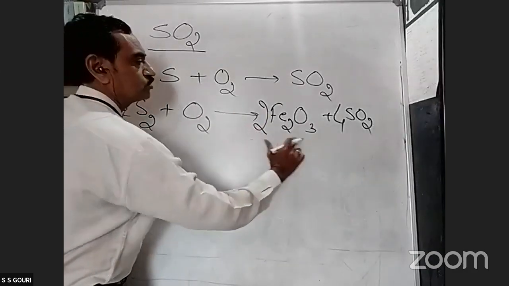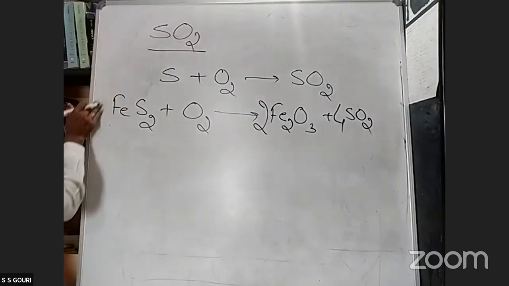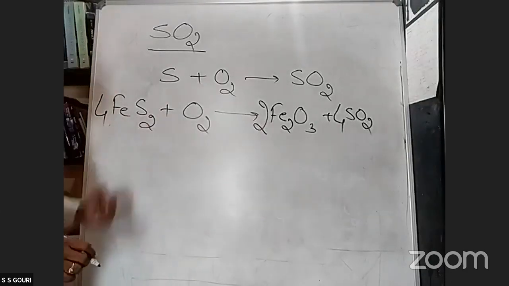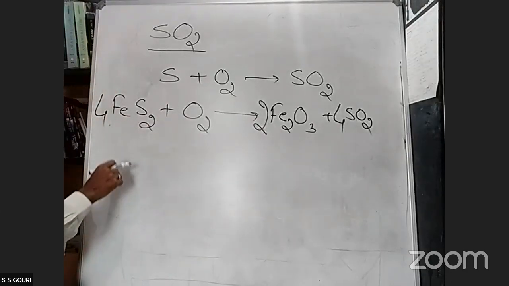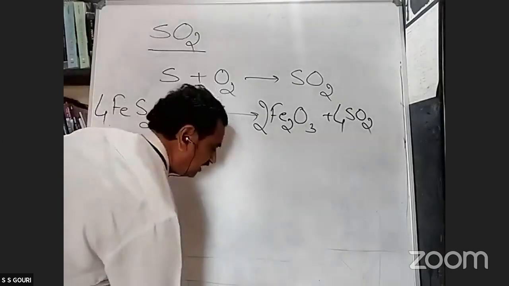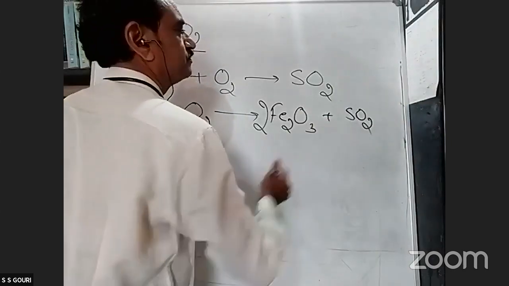When this becomes 2 Fe2O3, this should be made 4 FeS2. Isn't it? 2 Fe2 means 4 Fe. And how many sulfur are there? 8. So this should be 8 SO2. This is 8 SO2.